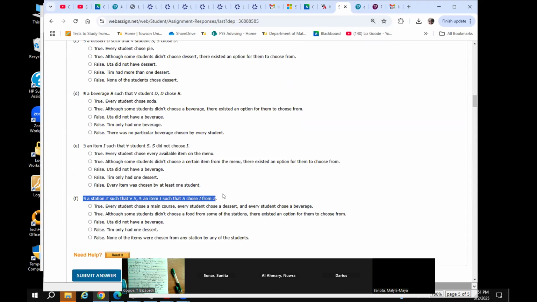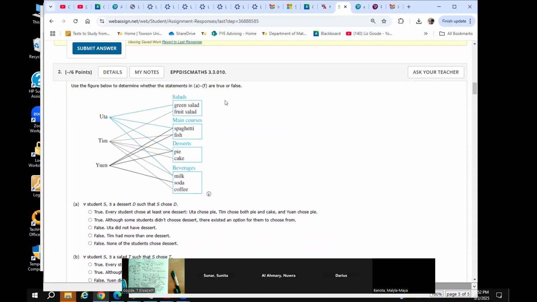There is a station Z, such that for every student, an item was chosen, such that every student chose an item from the station. It means there's at least one of these stations that every student picked something from. Like either everybody got a salad, or everybody got a main course, or everybody got a dessert. It doesn't have to be the same one, but it's saying there is at least one station that every student picks something from, right?